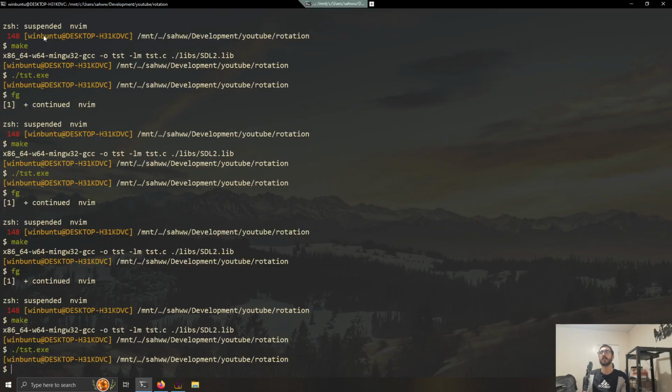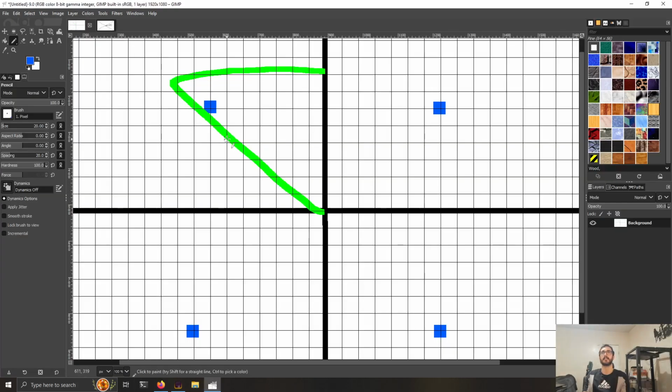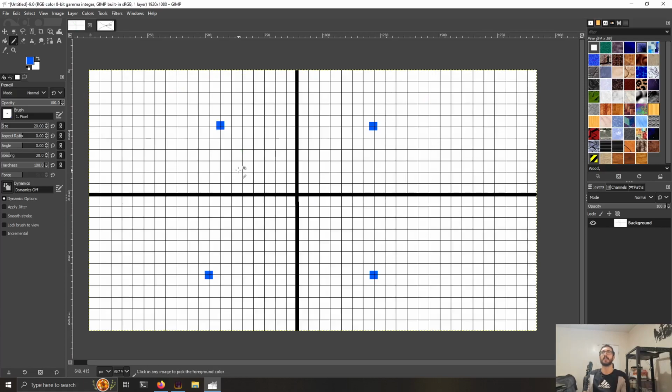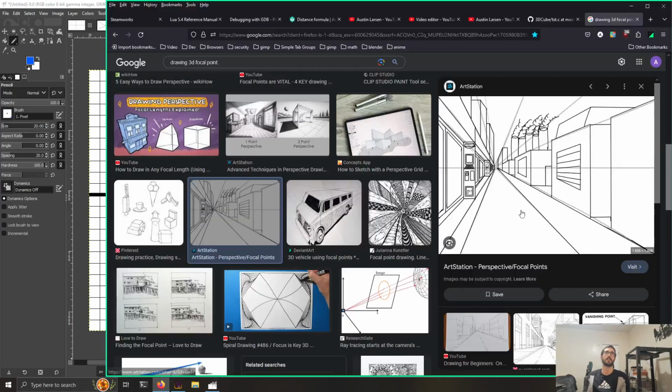All right, hello. So today I'm going to be talking about rotation within the z-axis, and I was kind of doing some lines there. So we're going to have to use projection in order to use the z-axis.